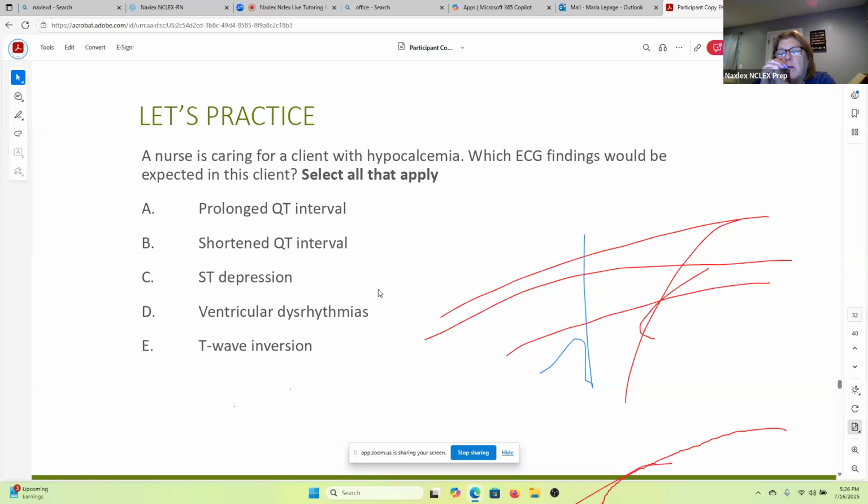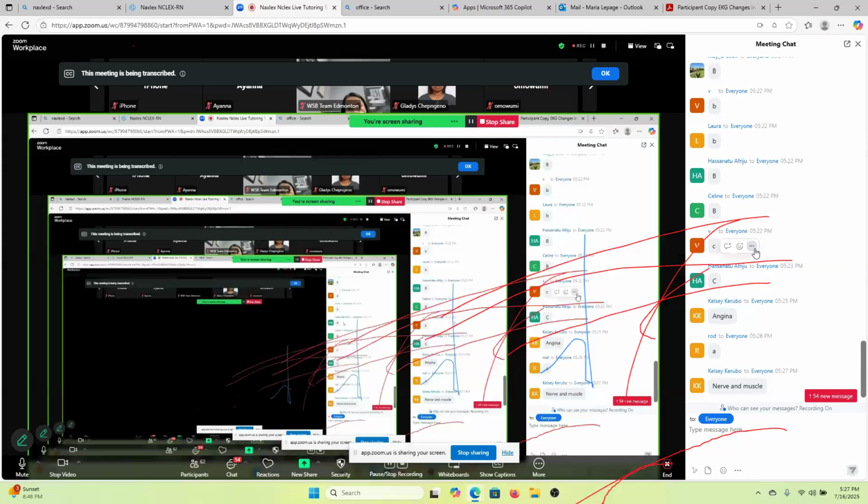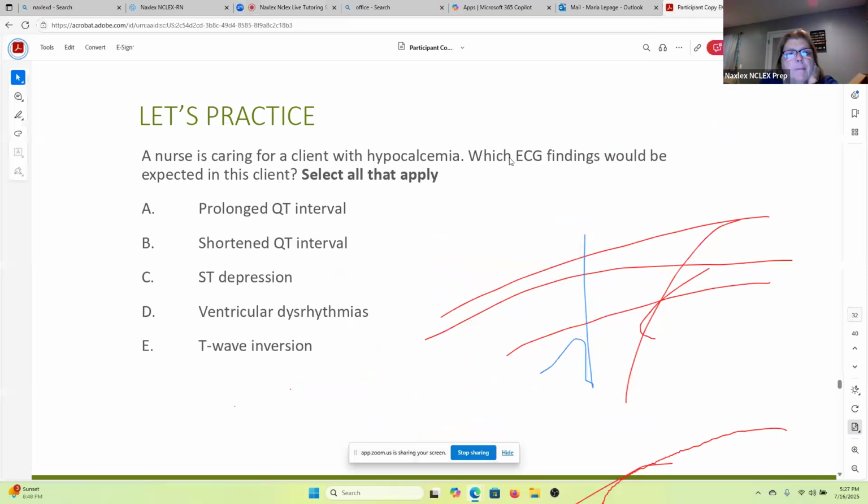So calcium, the role that it plays on the heart is it helps with electrical conduction and muscle contractions. Because remember, our heart is a muscle. So we're going to have a prolonged QT interval, and we're going to have a ventricular dysrhythmia because of the repolarization. It takes a little longer. And that's what's going to make that prolonged QT interval. The ventricular dysrhythmia is because of the conduction and the muscle contraction on the ventricles. Does that make sense? Yes, ma'am. Can you repeat the answers for me, please? It's A and D. Thank you.